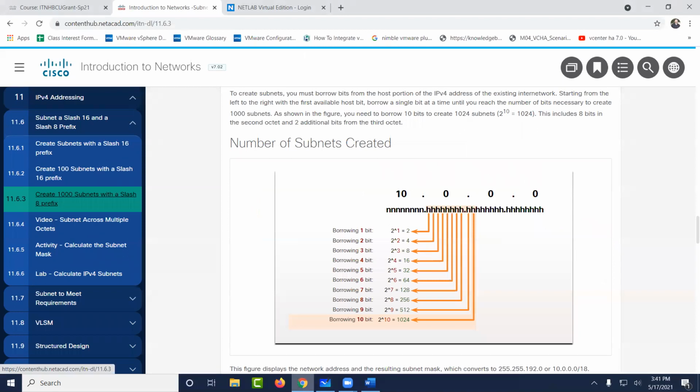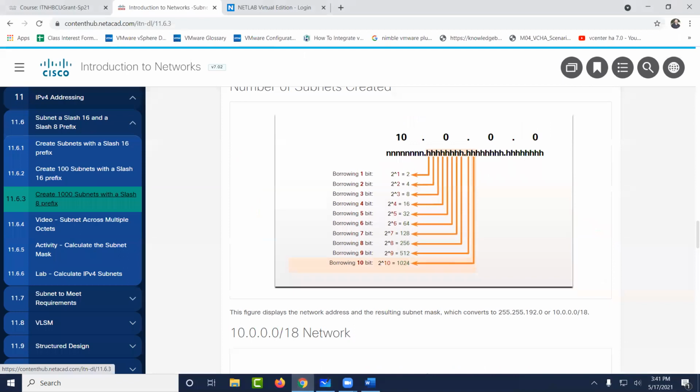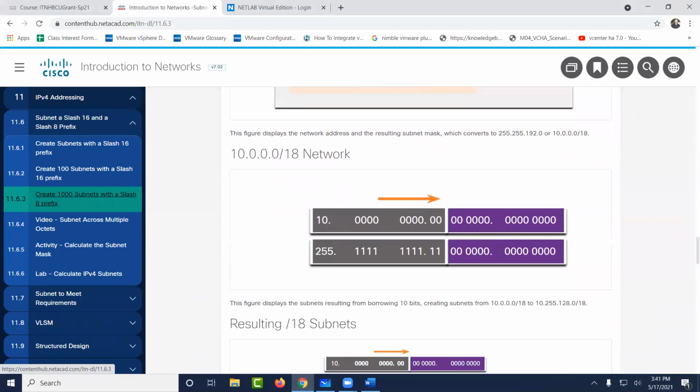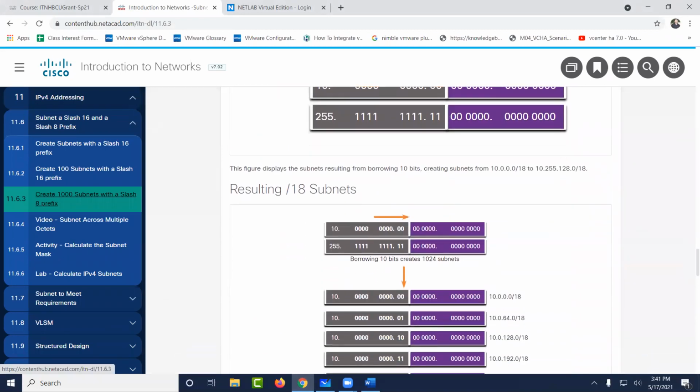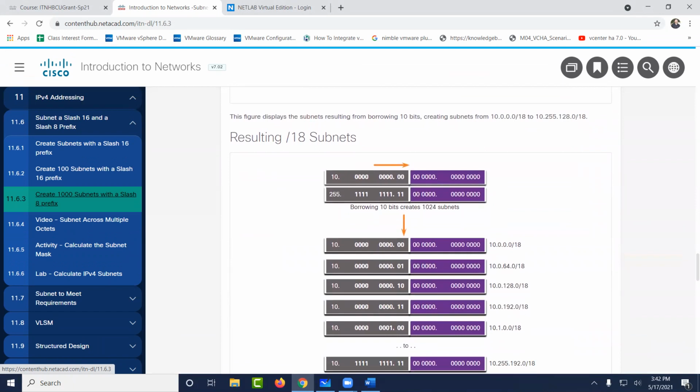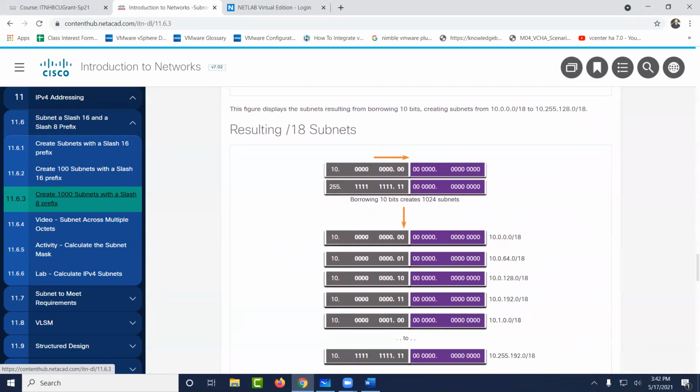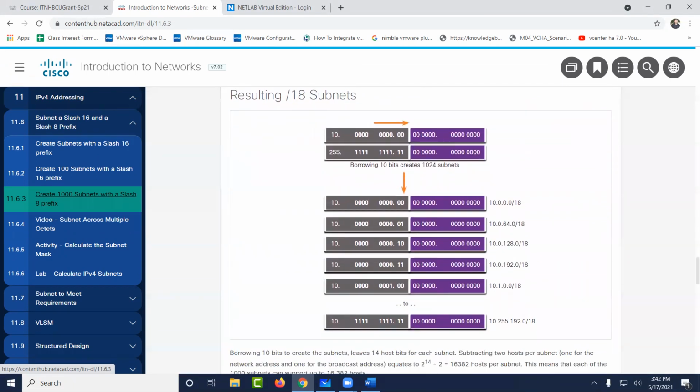They're showing you the exact same thing here. They just did the magic number version. So they say, okay, if we borrow 10 bits, we get a /18 network, and we're going to have 2 different magic numbers. We're going to have one in the 3rd octet, and one in the 2nd octet when we get through it. So you see, they're doing exactly what I did.